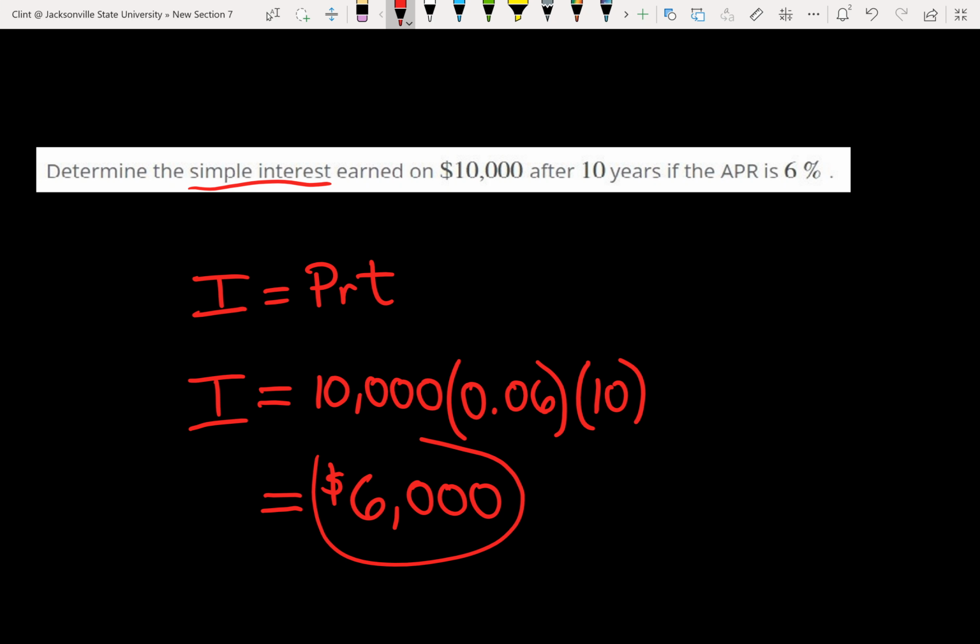Okay, be careful on these. If this one just said determine the interest, but if it said what's the total we would get, what would we have to do? We would have to add the starting amount, right? So we'd add 10,000 and we would end up with 16,000. But this one just said the interest. Okay? Let's look at the next one.